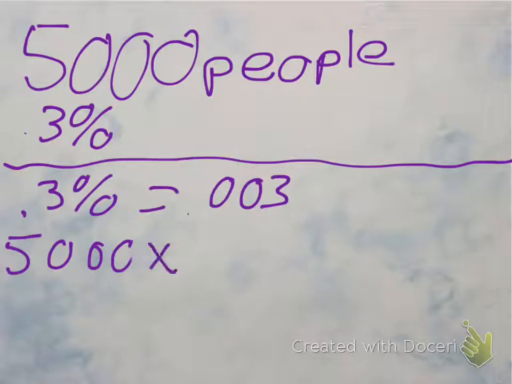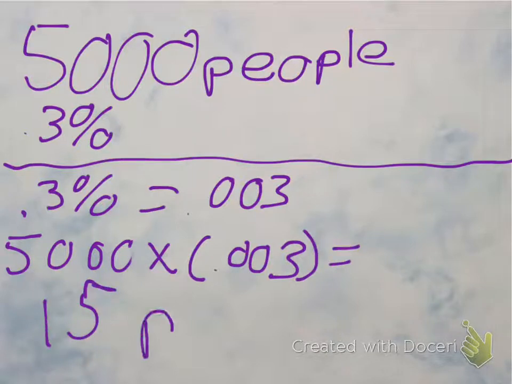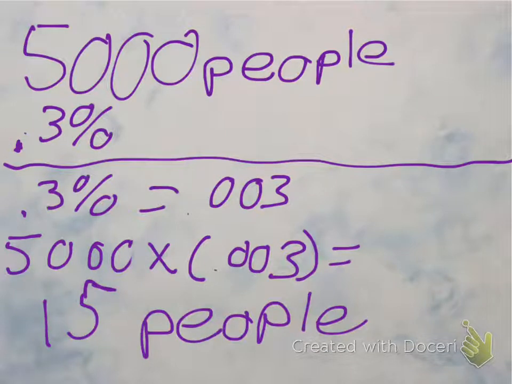You would first have to change 0.3% to a decimal, so that would be 0.003. And then multiply a number of people by the decimal. 5,000 times 0.003 equals 15. So only 15 of the 5,000 people surveyed had all their wishes come true.